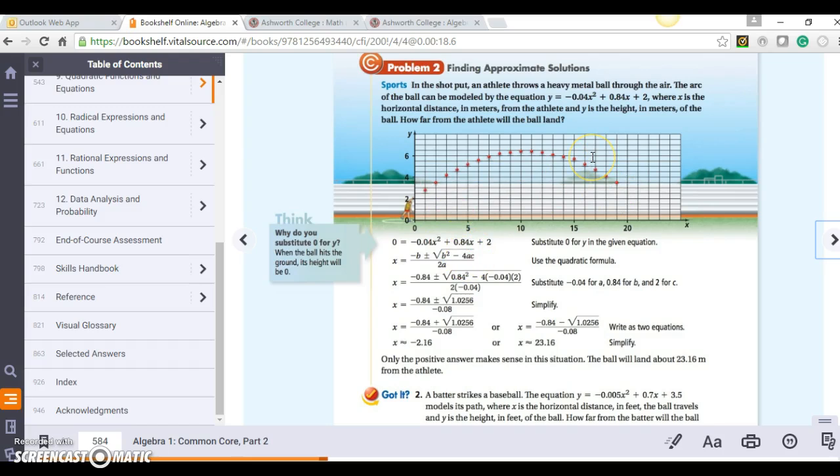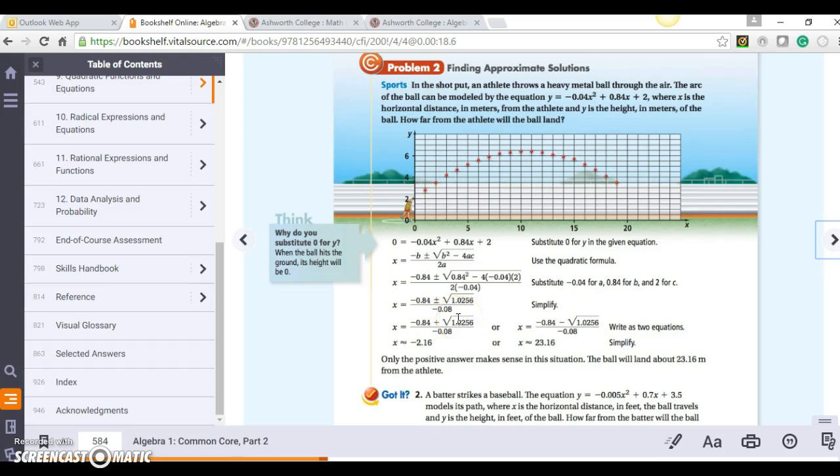So I'm going to use the quadratic formula, and I'm going to plug in my values. So my b will be my 0.84, my a will be my negative 0.04, and my c will be my 2. And so they plug those values in and evaluate it. And they have negative 0.84 plus or minus the square root of 1.0256 divided by negative 0.84.